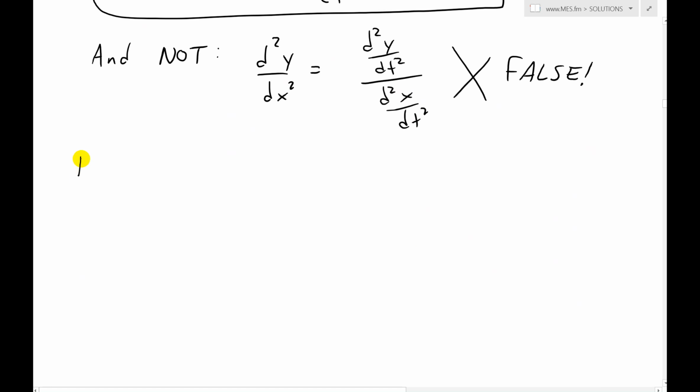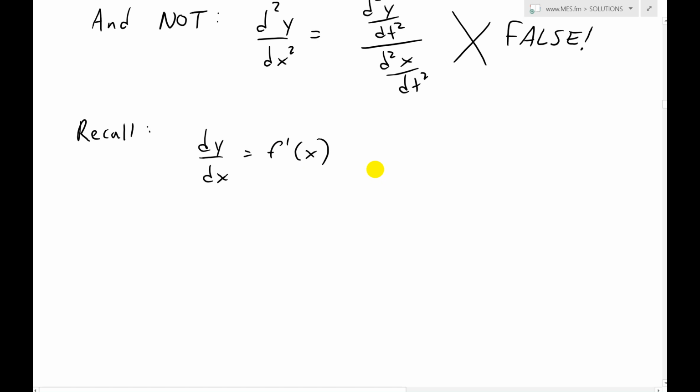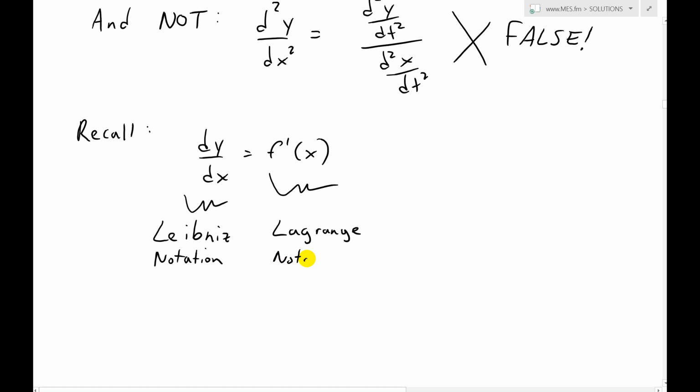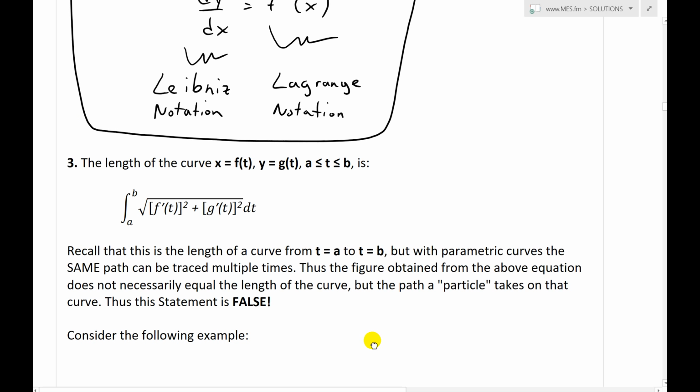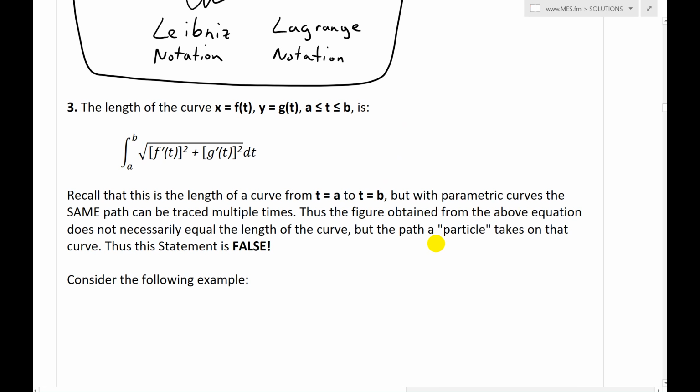And just to recap, recall that dy over dx just equals f prime of x, like this. So this notation right here is the Leibniz notation, and this one right here is the Lagrange notation. If we use the prime or the dy over dx, it's the same thing. I'll just put this in a box like that. And now let's look at statement 3.